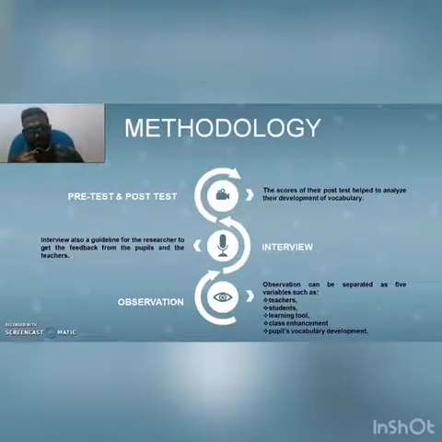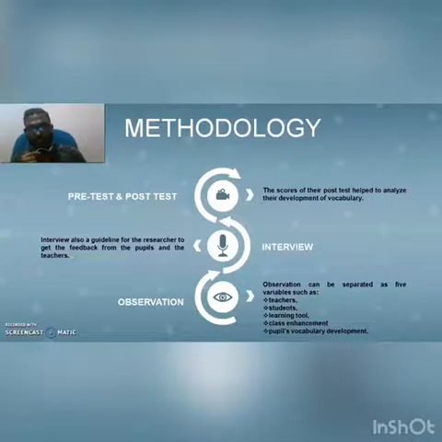Next, I observe the students' behavior in the classroom with traditional learning, and then we add some new ICT methods in the classroom. Next, the learning tool used by the teachers, then the class enhancement of the students in the classroom, and the last one is pupils' vocabulary development.